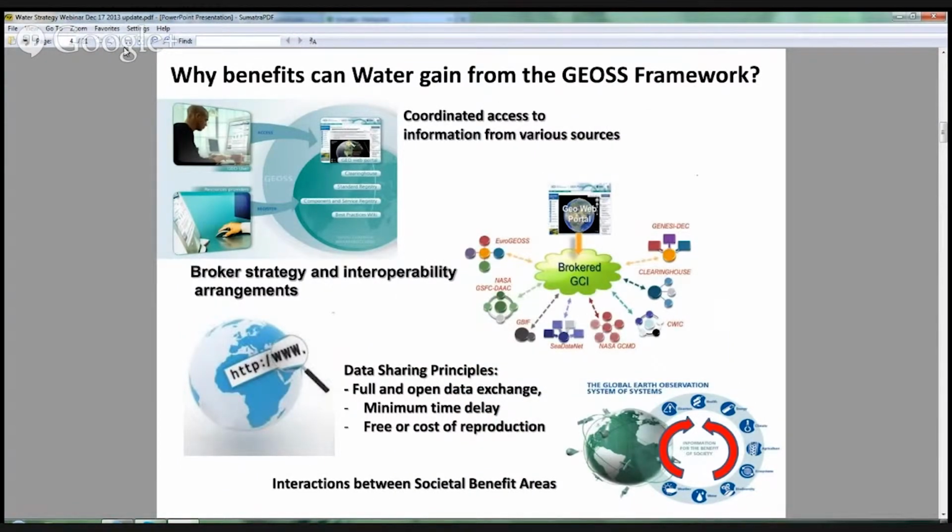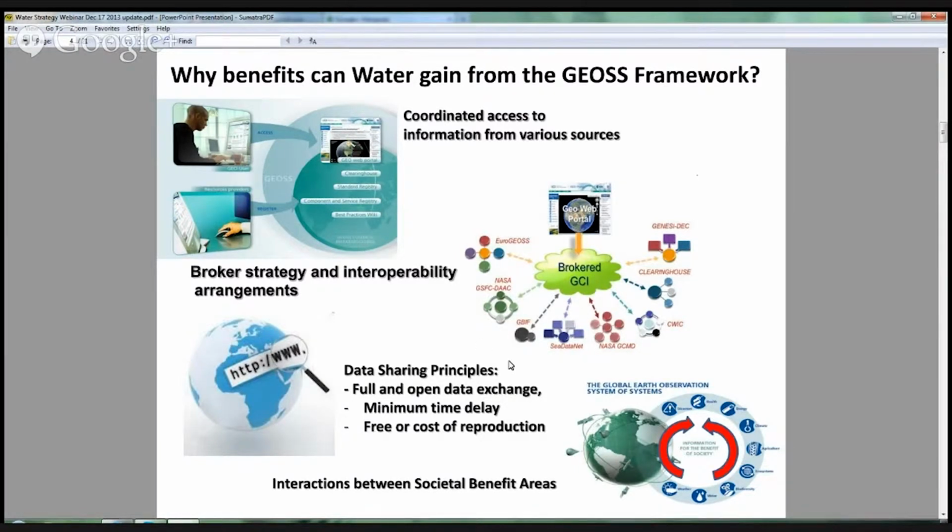Now, as we look at what's happened during the past decade, the GEOSS framework has actually provided us with a lot of benefits. It's coordinated access to information from various sources, and there's a GEOSS common infrastructure which allows people to go and route themselves to data that's not only in NASA, but ESA and JAXA and all of the major space agencies around the world. That system has a brokering service whereby you can go into a single portal and then you can be routed to different sources of data.